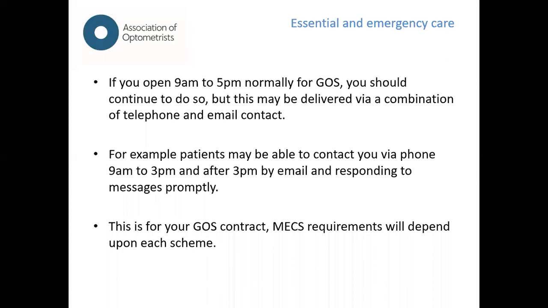So you might say that you're contactable by phone between 9 and 3, and then that after 3, it will be email, but you'll respond to messages promptly. That will meet the requirements. That's okay. It's important to stress that that is for the GOS contract. MEX requirements will vary. A lot of the MEX schemes are through primary eye care services, so you would speak to them. If you're not, and there are many other providers, you need to check what the requirements are of those schemes to make certain that you're fulfilling the contractual requirements from those.